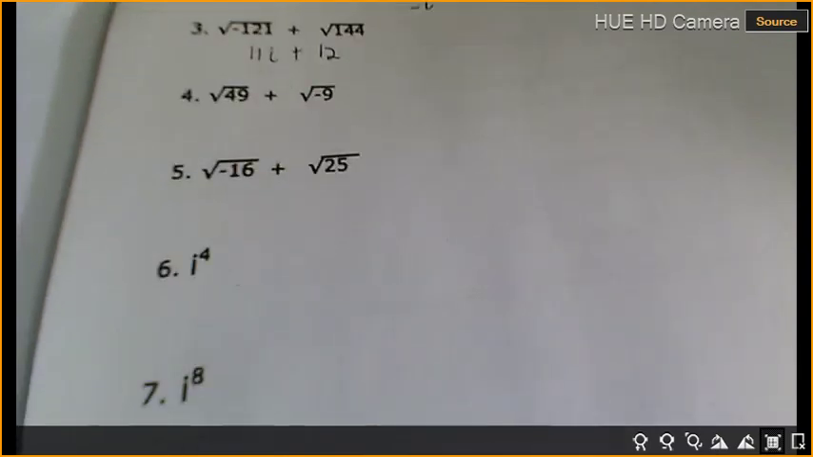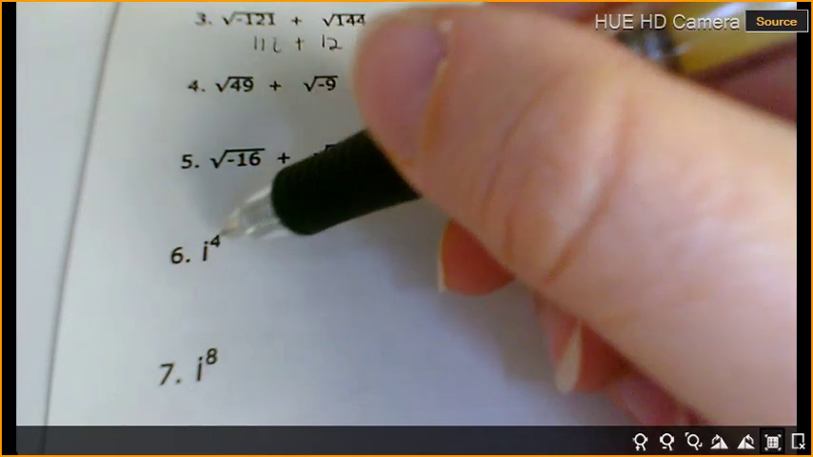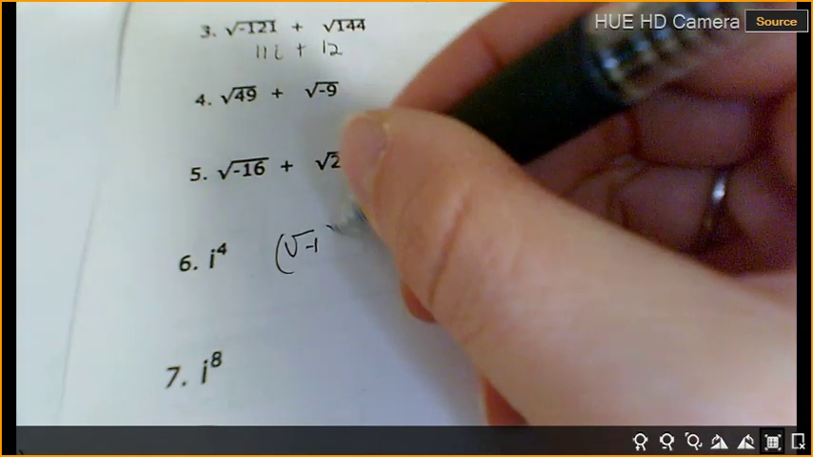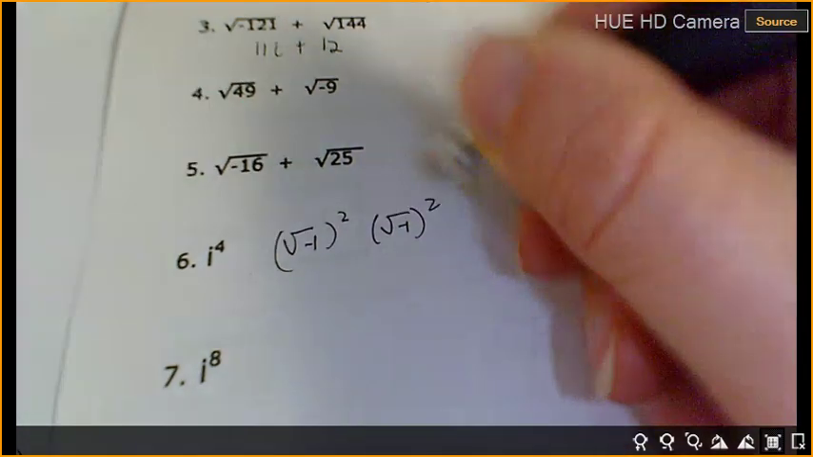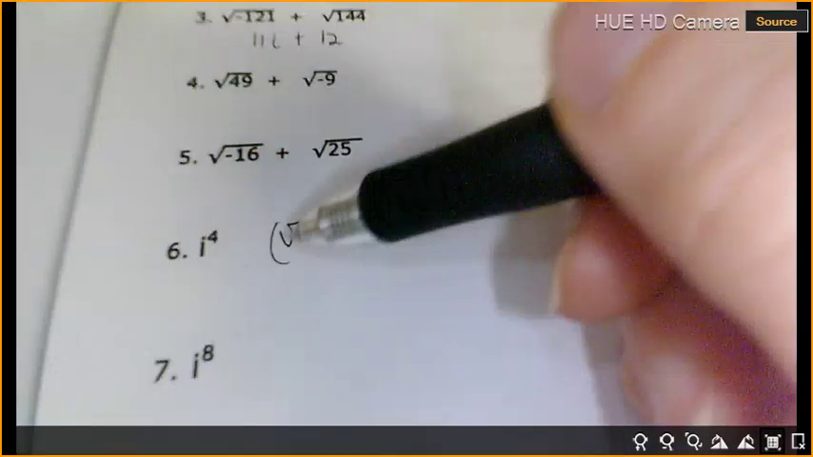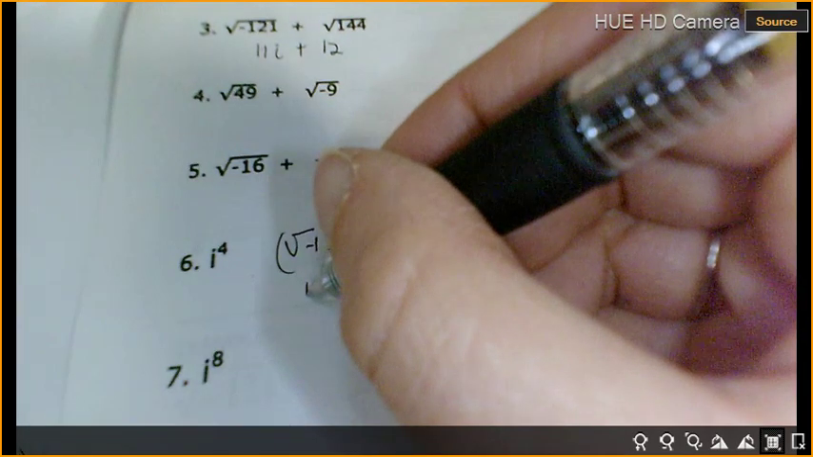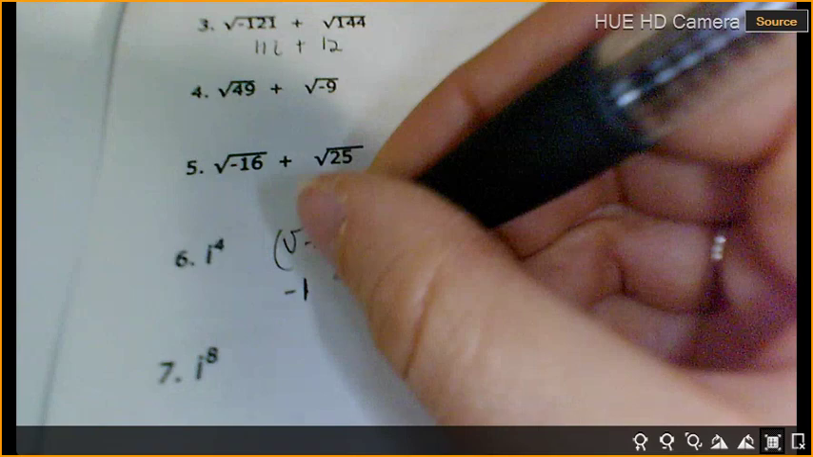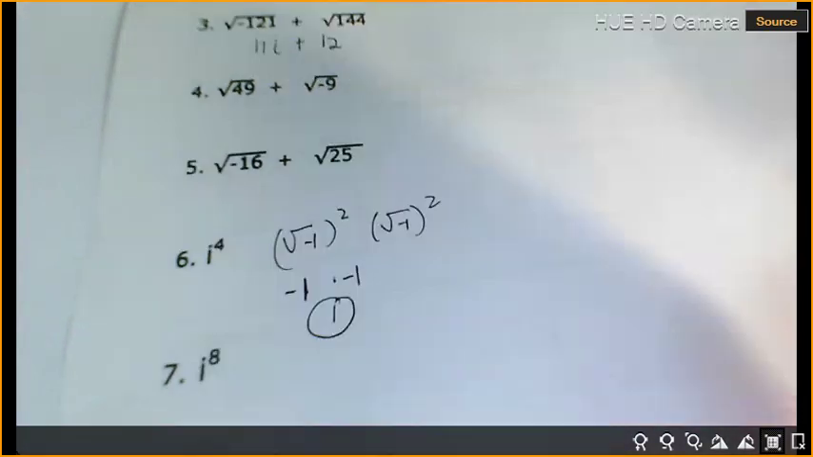Let's do one more of those weird i things. We can do 2 more if we want. If you want to start working on your homework, that's fine. So we have i to the 4th. So that's the square root of negative 1 squared and the square root of negative 1 squared, right? Do we agree that squared and squared makes to the 4th? What's the square root of negative 1 squared? Negative 1, right? What's a negative times a negative? So the i to the 4th is just 1.